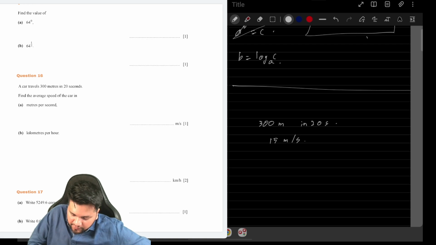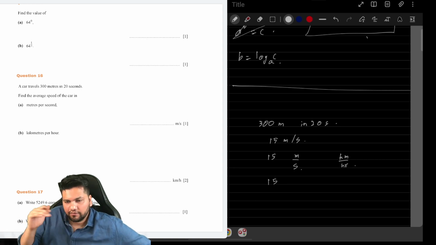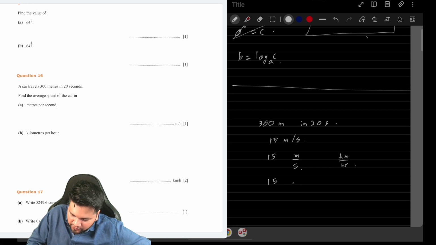But for kilometers per hour, see, it's like 15 meters by second, and we need to convert that into kilometers by hour. Correct? So meter to kilometer would be how much? Meter is a very small value, so it will have huge numbers. If I want to convert it into kilometers, I'll have to divide by 1000.